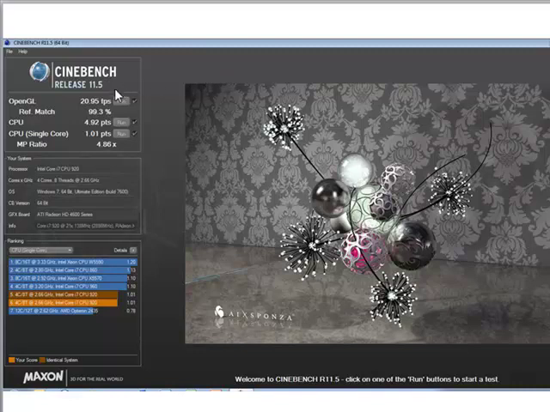So first, for this Sine Bench release, my OpenGL score is 20.95 frames per second. The CPU is 4.92 points, and the CPU single core is 1.01 points, and the multiplier ratio is 4.86.